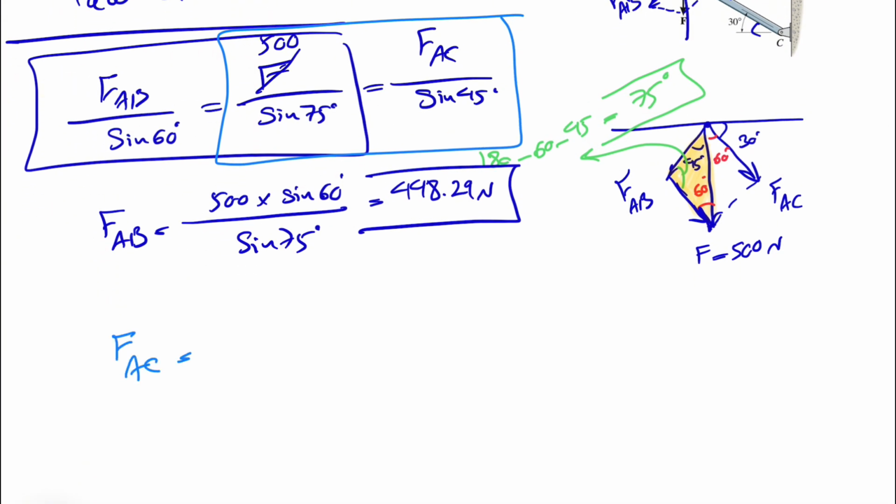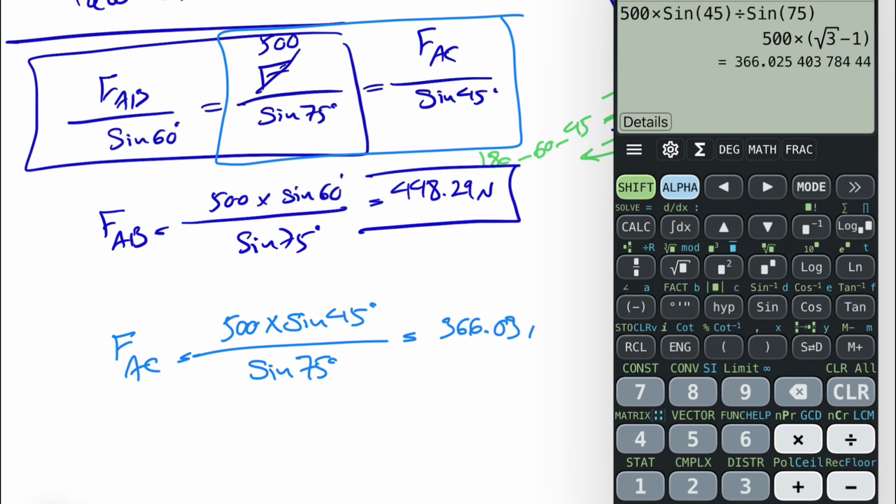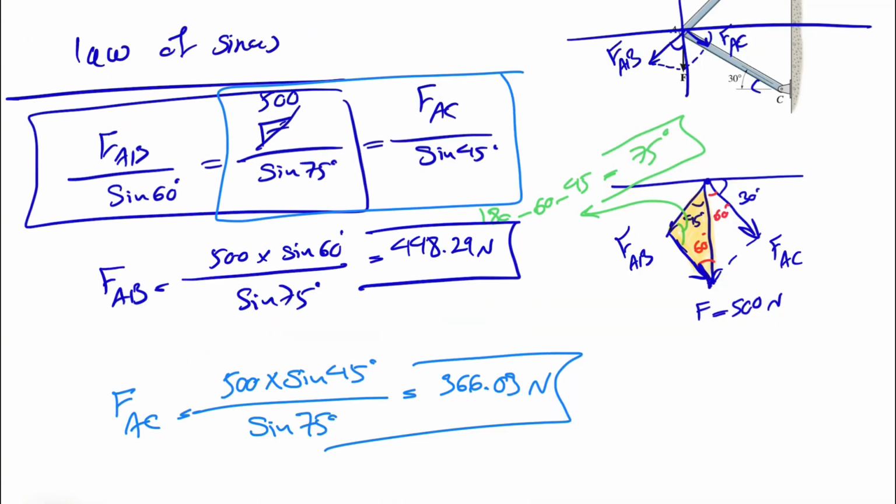We can pick these two in order to find FAC. So our FAC would be 500 times sine of 45 degrees divided by sine of 75 degrees. Let's calculate this one very quickly. 500 times sine of 45 divided by sine of 75, and this is going to give us 366.03 newtons, which is the second unknown in this question.